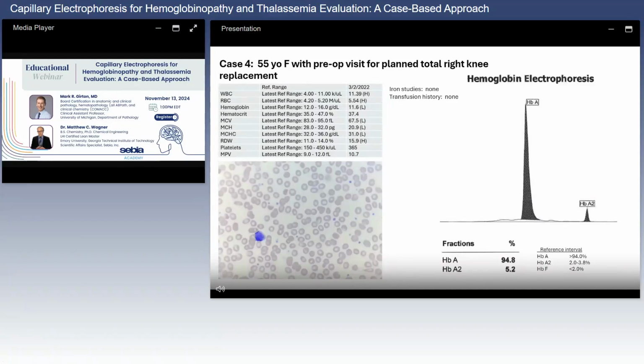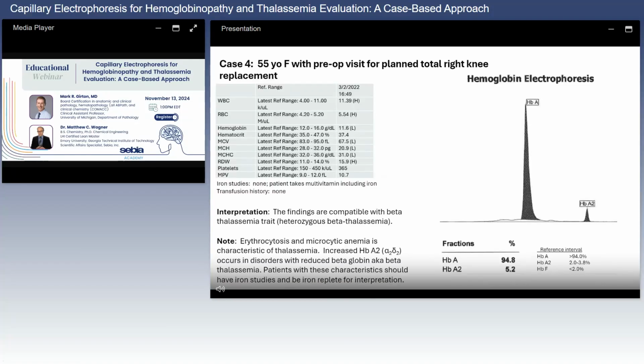Looking at the CBC indices in the top left, we see this patient has a high red blood cell count, a concomitant anemia, hemoglobin 11.6 is low, and that anemia is microcytic. The MCV is decreased at 67.5. So these findings of an increased A2 are compatible with a beta thalassemia trait, so it'd be a heterozygous beta thalassemia.